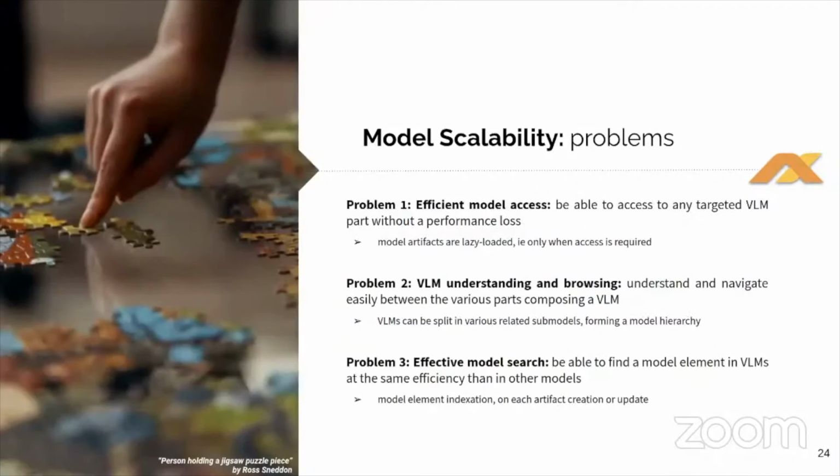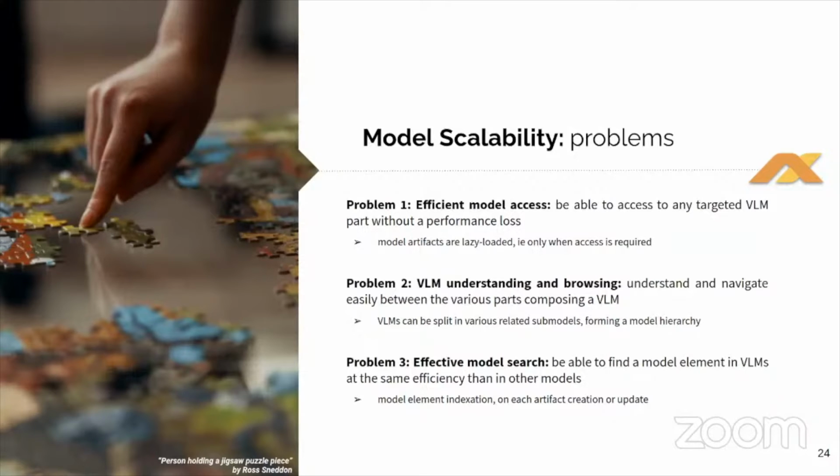We face different problems. The first one was about efficient model access. That is to say, be able to access any targeted VLM part without a performance loss. For this, we are implementing the lazy loading mechanism. That is to say, modelers are able to load model parts only when access is required.